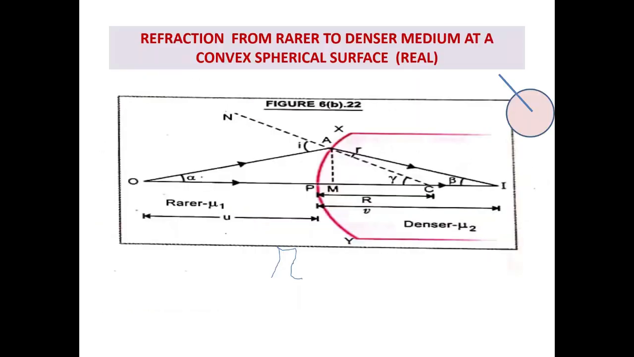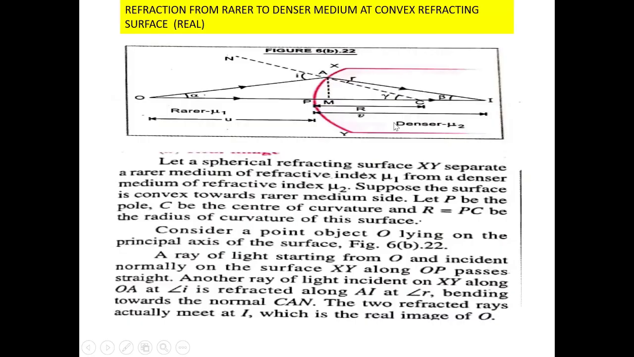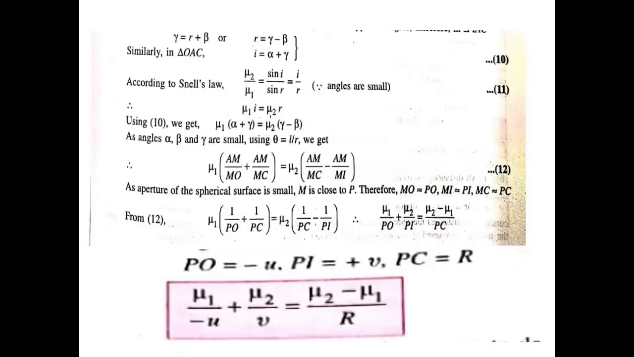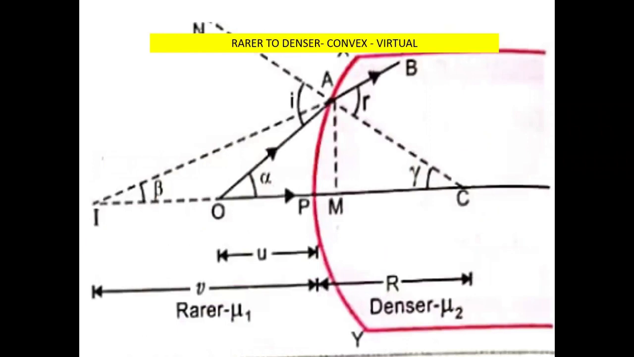I'm not going to do the derivation. When the image formed is real, what do we get? We get this formula: mu1 by minus u plus mu2 by v is equal to mu2 minus mu1 by R. This is for refraction at a convex surface when the object is in the rarer medium, going from rarer to denser.